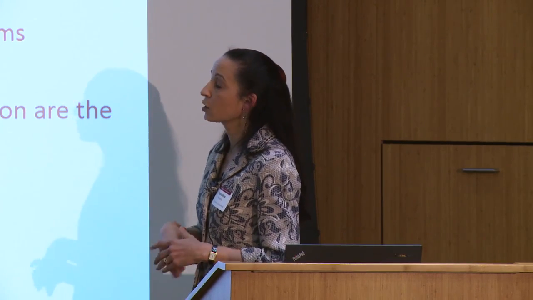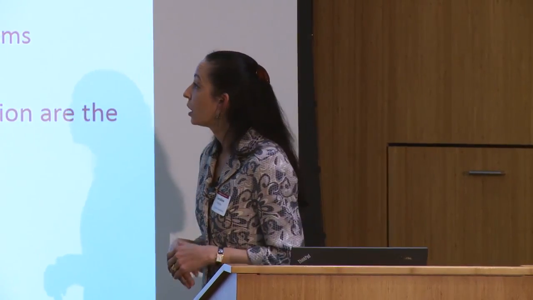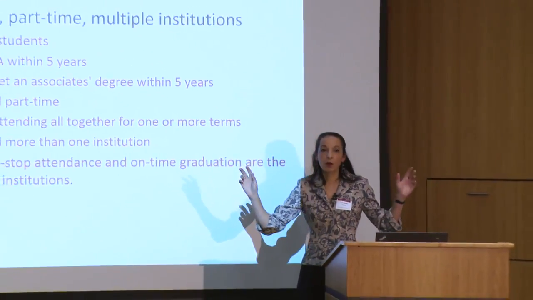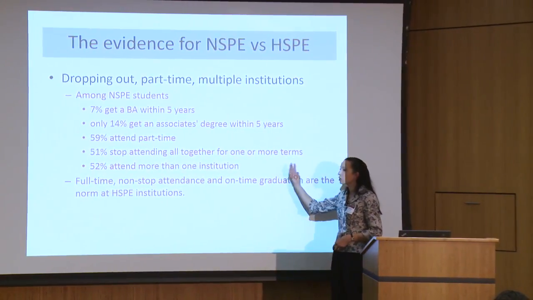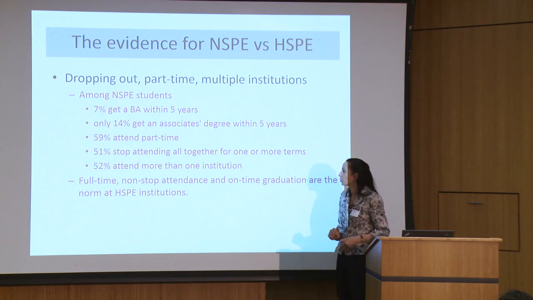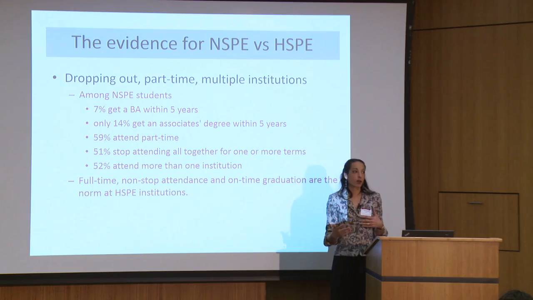14% get an associate's degree within 5 years. 59% attend part-time. So being part-time is the norm, not the exception. Just about half of them stop out. Stopping out means you leave for at least one term. You might come back, but people are actually leaving. They're not doing study abroad or something like that. They're just leaving undergraduate education. And about half attend more than one institution for their undergraduate education.